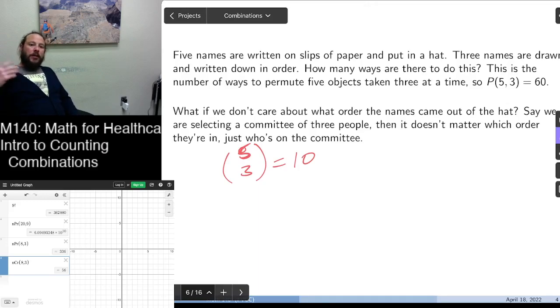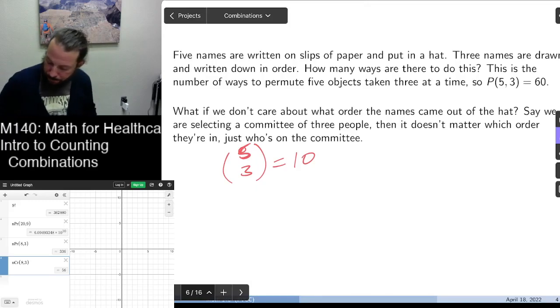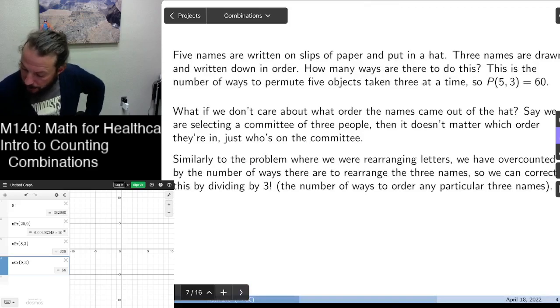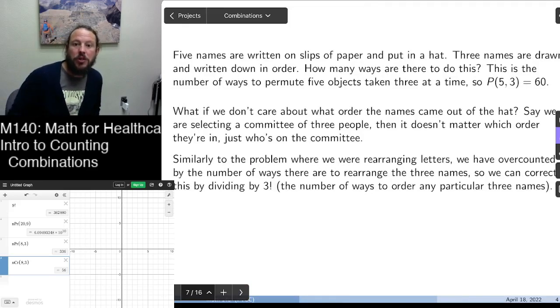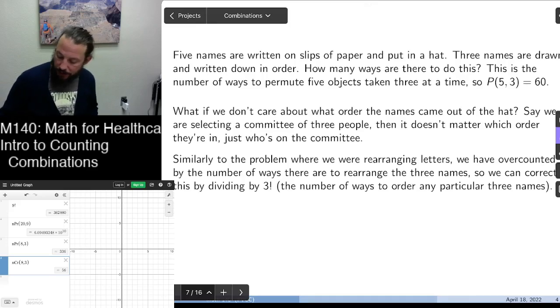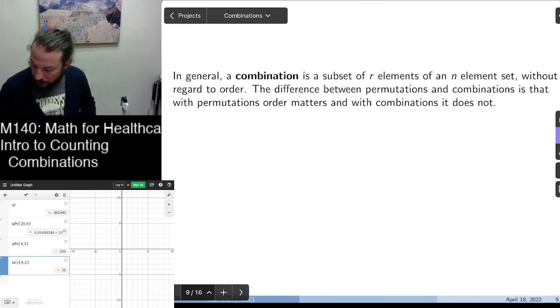So I like to think about these as, all right, I have 5 things in a bag. How many ways can I reach in and choose 3? That's how I think about these choose functions. And this is going over just what we said. How do we do it? We just divide by that factor of 3 factorial.